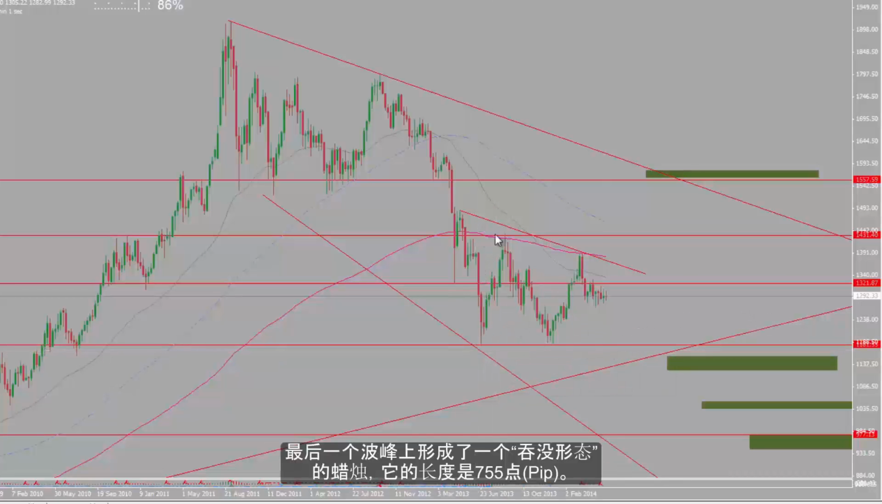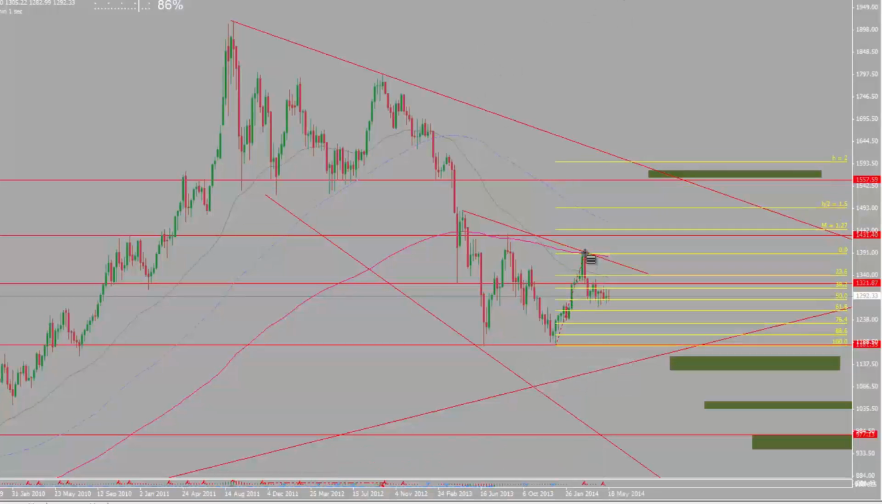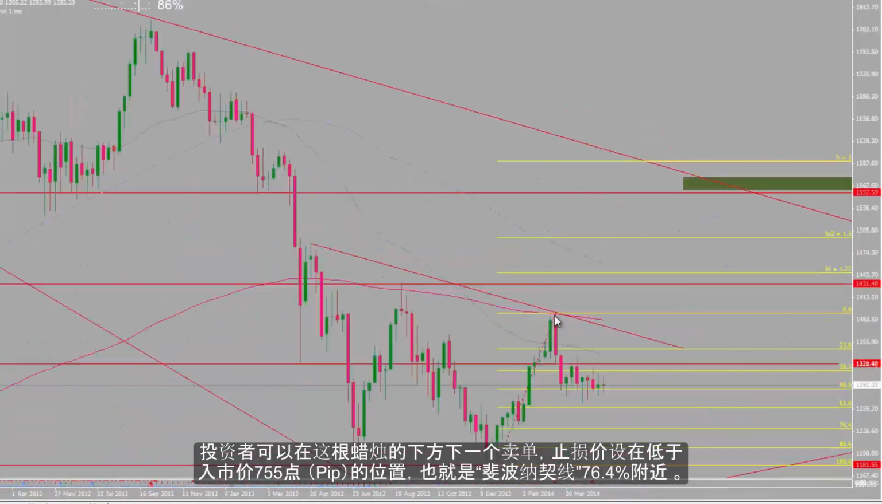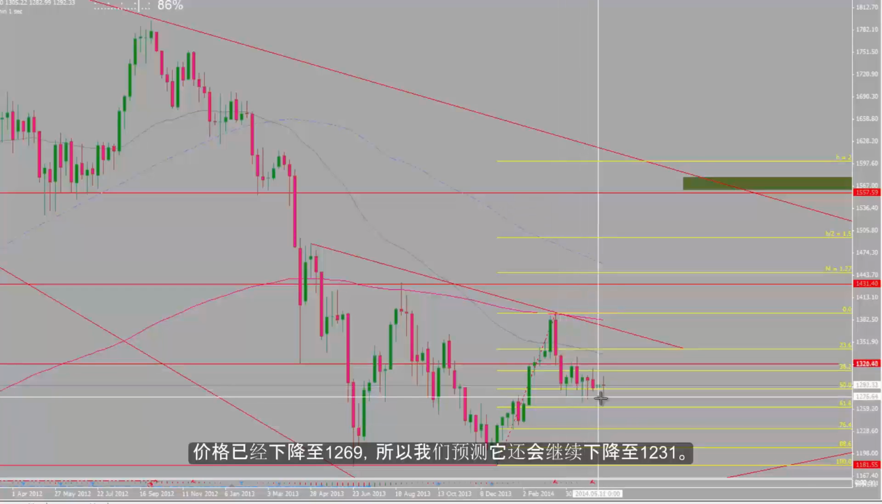An engulfing candlestick has formed on the last peak. Its length is 755 pips. A trader could place a sell order below the candle with SL price 755 pips lower than the entry price, around level 76.4% of Fibonacci. Price has already decreased to 1269. Thus, it is assumed that the price will fall towards 1231.